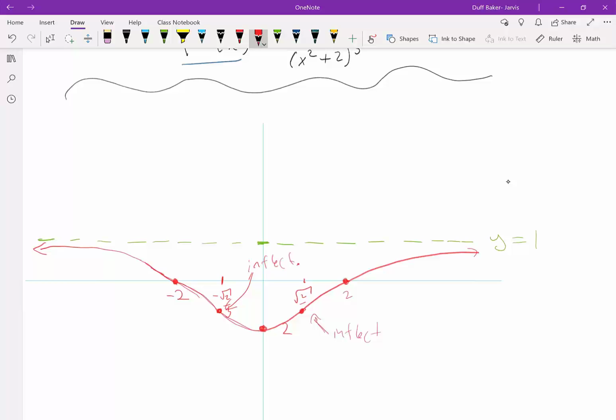So yeah, this part should all be concave down here. My left part looks kind of screwed up. My right part looks nice. And the left side should look like a reflection of that in principle. Okay, anybody else?